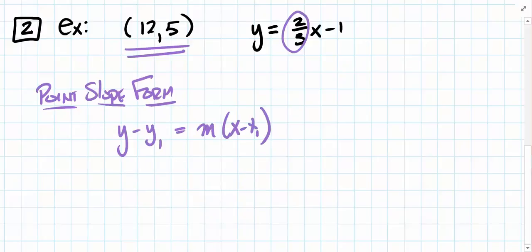Wow, you guys are awesome, man. Way to retain that information. Very good. So y minus y1 equals m times x minus x1. Good, no problem for us.